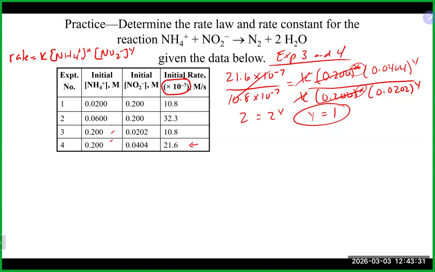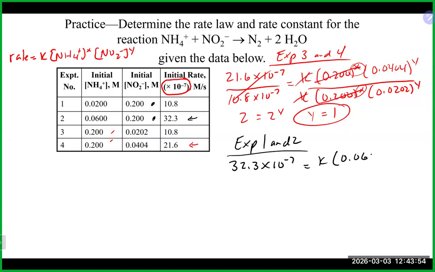Now that we did that, we're going to roll into keeping the other one constant. And it looks like in this case, it's going to be 1 and 2 that does that, those two. So we'll go experiments 1 and 2 in this case. And looking at it, it will be experiment 2 that's going to go up on top to give me, again, a little bit more whole numbers. I'm not going to forget the times 10 to the minus 7 part. K are 0.06 to the X, 0.2 to the Y.